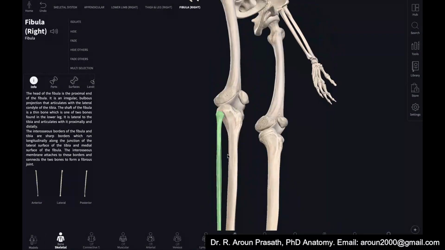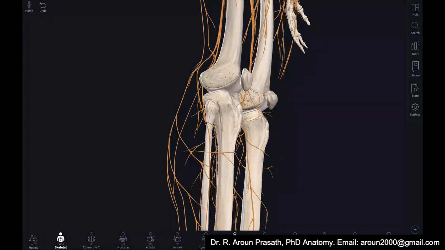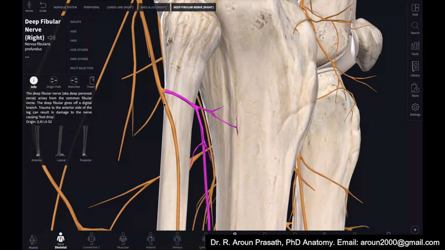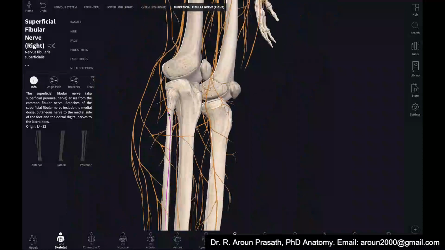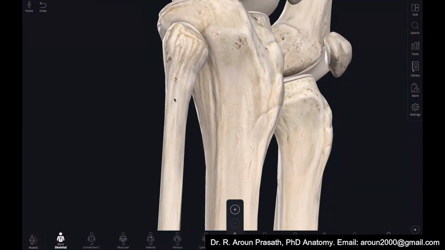If you see here, the neck of the fibula is clinically important, because the fibular nerve, that is the lateral popliteal nerve, coils around the neck of the fibula. It is more superficial here, and a direct hit to this region, the neck of the fibula, can damage this nerve and lead to foot drop, because this is the nerve that supplies the muscles of the anterior leg, that is the dorsiflexor muscles. It is more superficial at the neck of the fibula.